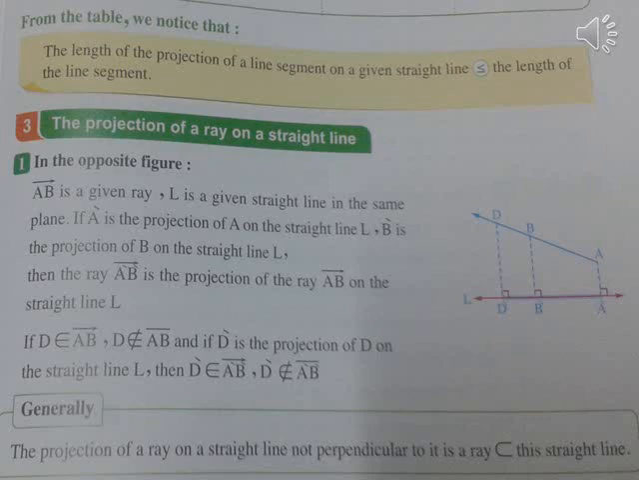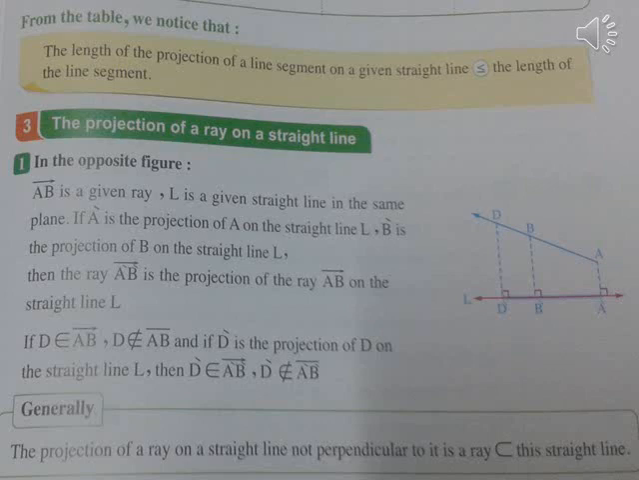Number 3. The projection of a ray on a straight line. In the opposite figure, ray EB is a given ray. L is a given straight line in the same plane. If A dash is the projection of E on the straight line L, and B dash is the projection of B on the straight line L, then the ray A dash B dash is the projection of the ray EB on the straight line L.